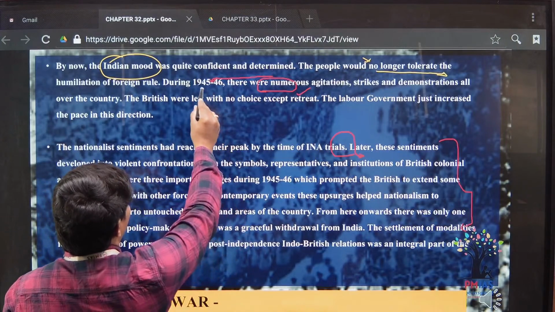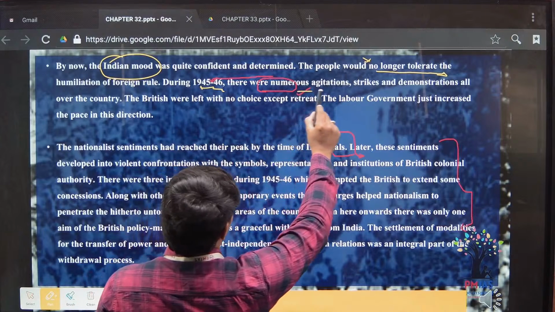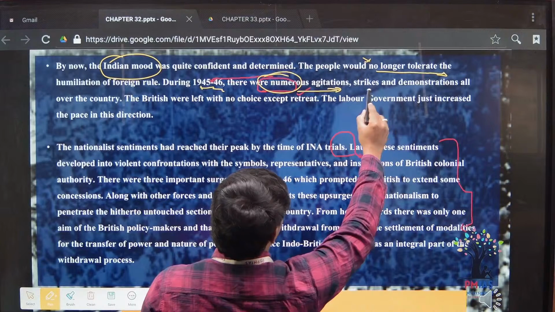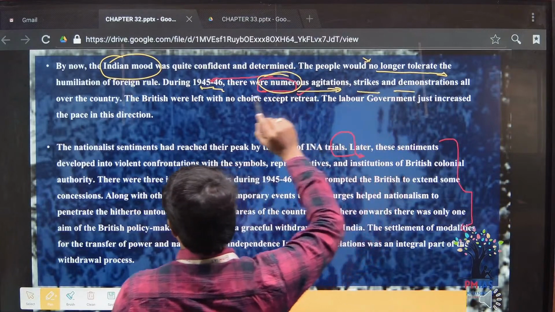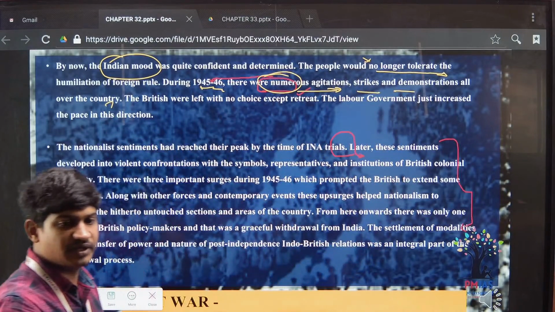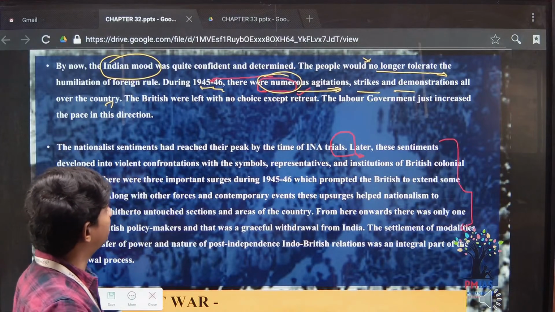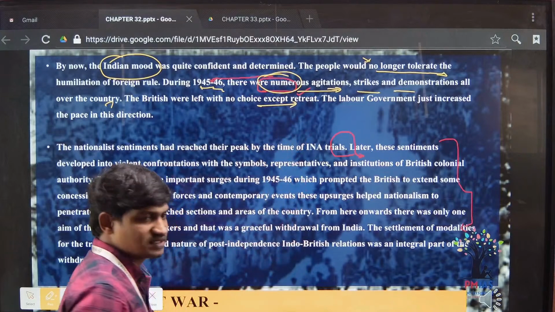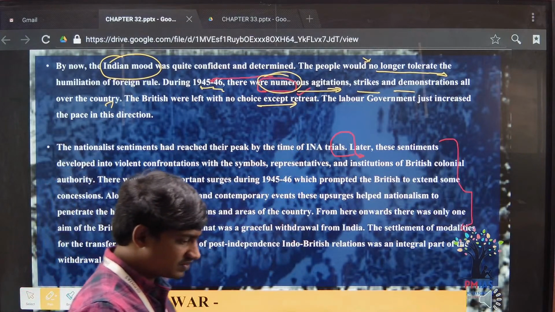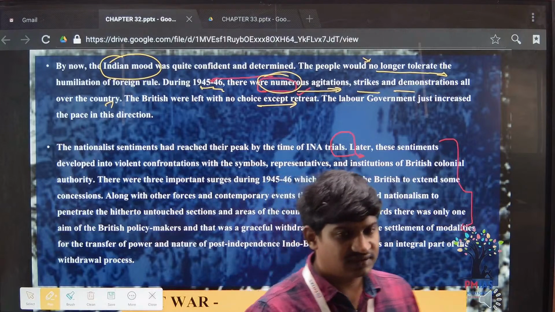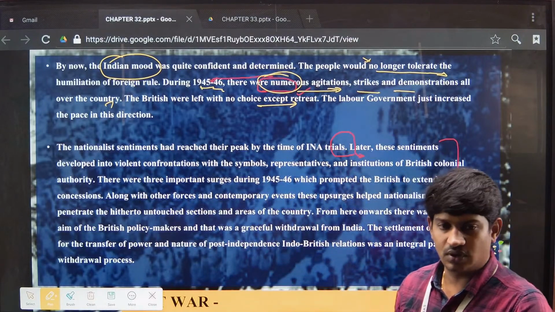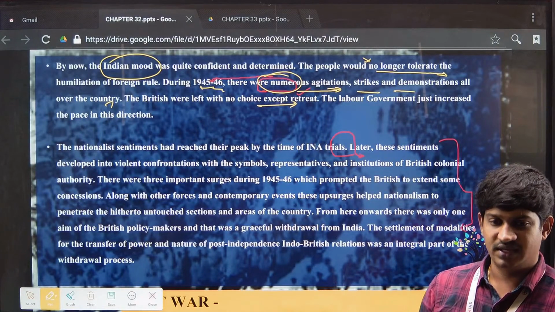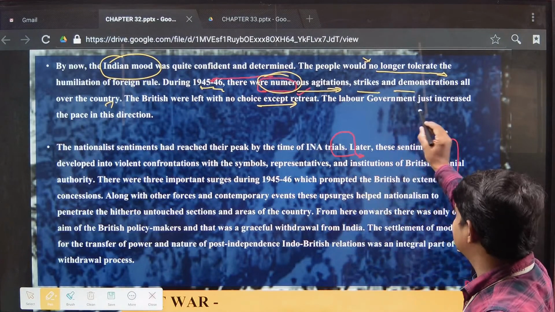So during 1945 and 46, there were numerous agitations, numerous strikes, numerous demonstrations all over the country, including the princely states. So that is a very important point. And the Britishers were clueless. We are doing everything, we have told them, but still why are we facing this upsurge all over the country, including the friendly areas, for example the princely states.